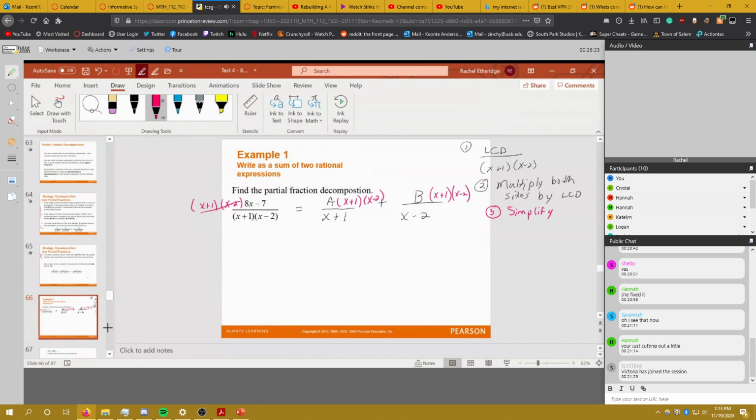So over here, the whole denominator will cancel out, and you have 8x minus 7. Over here, the x plus 1 cancels out, so I have A times x minus 2. And over here, the x minus 2s cancel, and I have B times x plus 1.